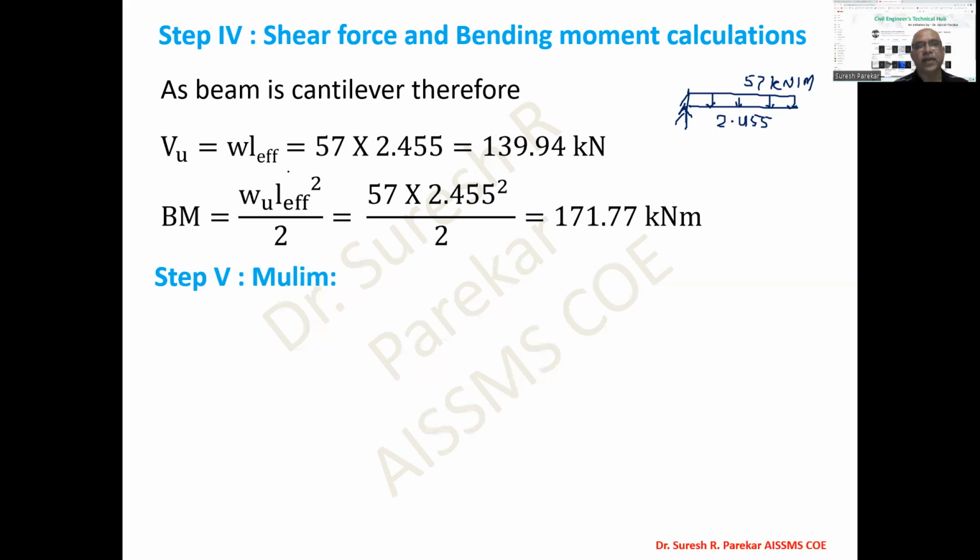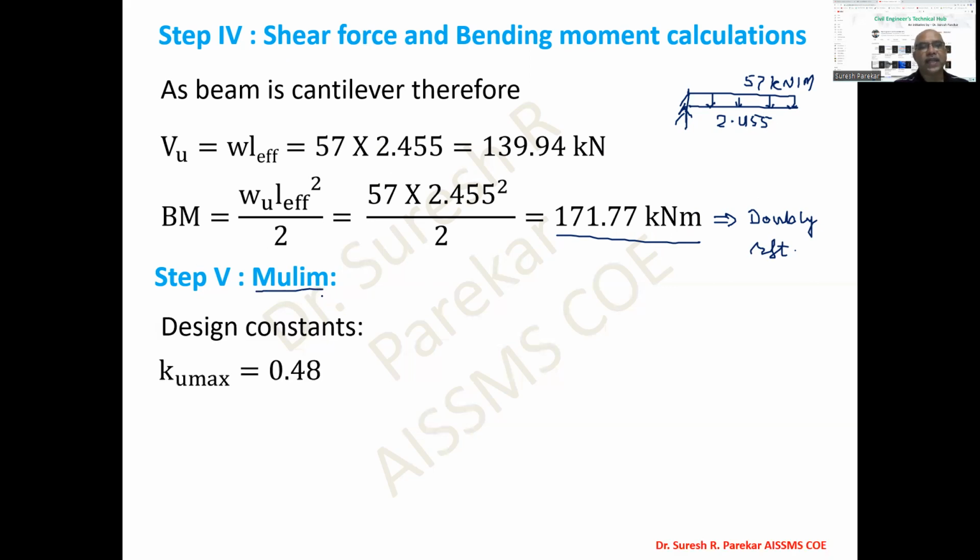We will find Mu limit. Now see, bending moment is very large, and as bending moment is very large, this beam we have to design as doubly reinforced. Therefore we have to go for Mu limit. If you check for bending, the check for depth will not be satisfied, and then you have to go for doubly reinforced. So we go to step 5 as Mu limit, and from Mu limit we will get the value.